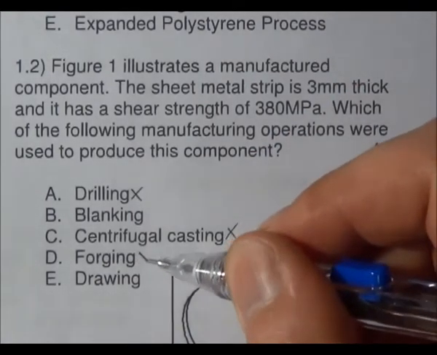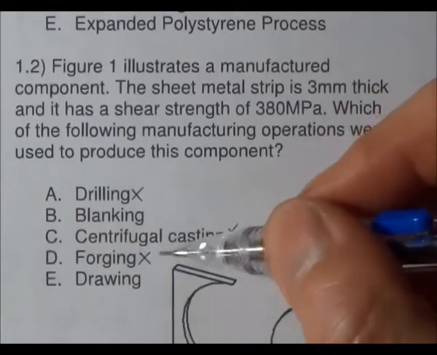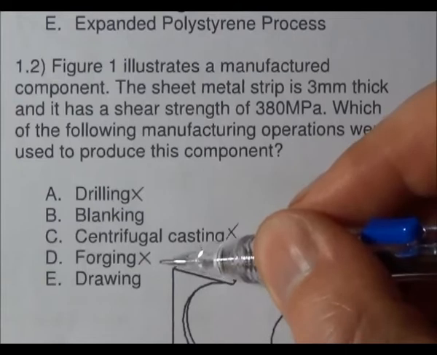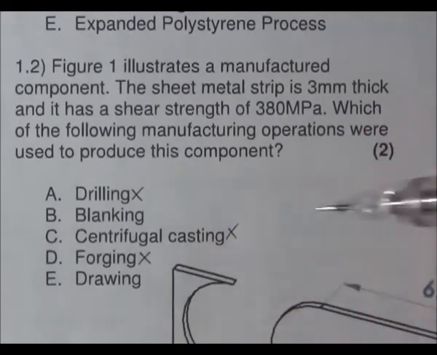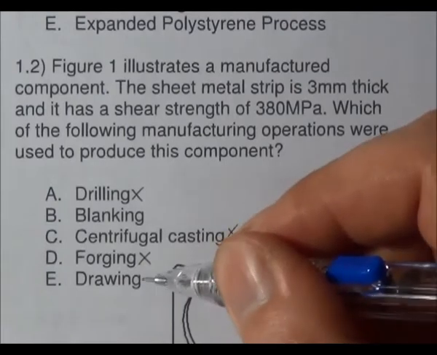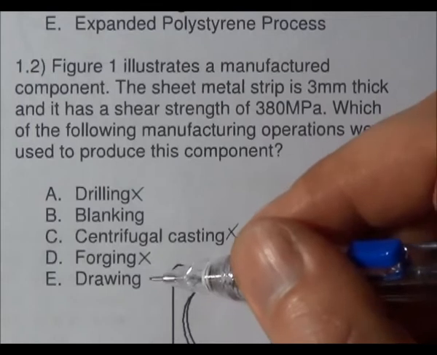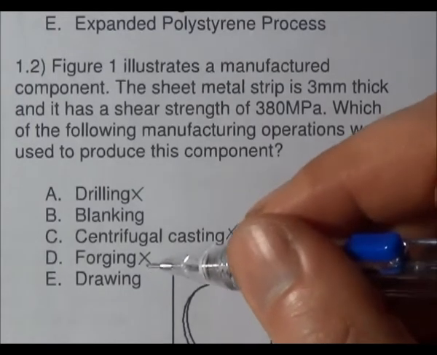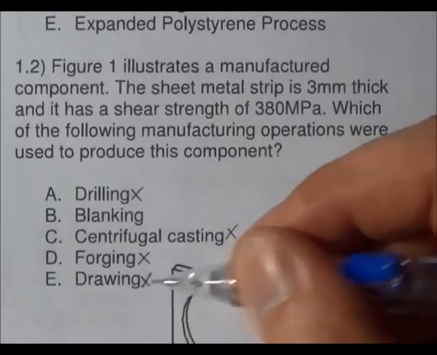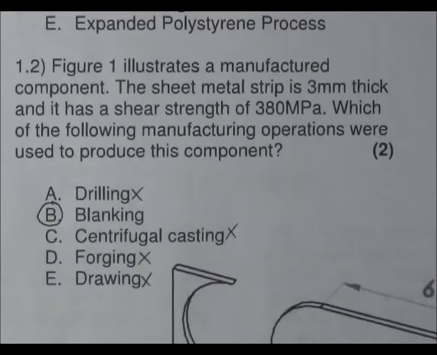Forging, no. Forging is when you heat a material to below its melting point and then use mechanical force to alter its shape. So this is not what's happening here. E, drawing. Drawing is when you take a sheet metal component and stretch it into a certain cylindrical shape to give a certain part. So also not drawing. The correct answer in this case is B, blanking.